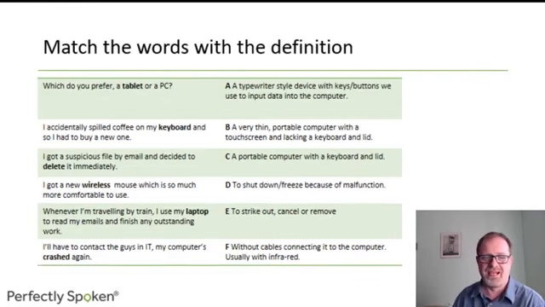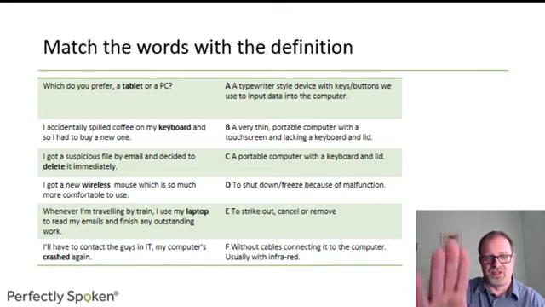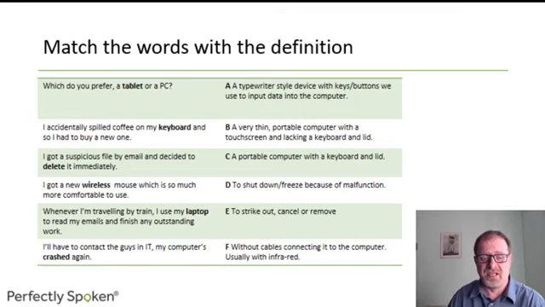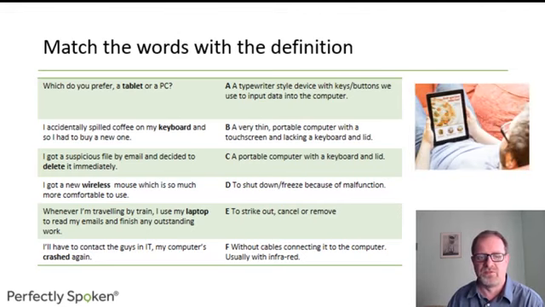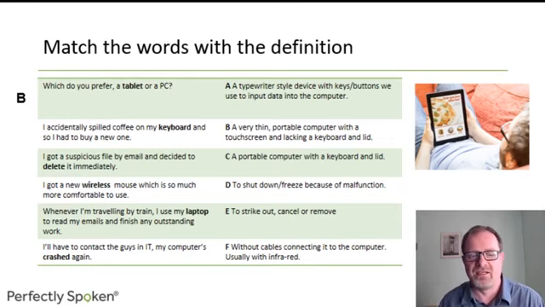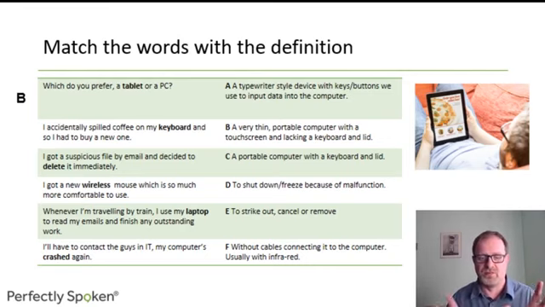Which do you prefer, a tablet or a PC? If you can have a look at the definitions on the right-hand side, pause the recording if you need time to think. And you've got a picture of one there. The tablet is a very thin, portable computer with a touch screen, with a screen that you touch to operate it, and lacking, meaning without a keyboard and a lid, without a physical keyboard, a virtual keyboard.